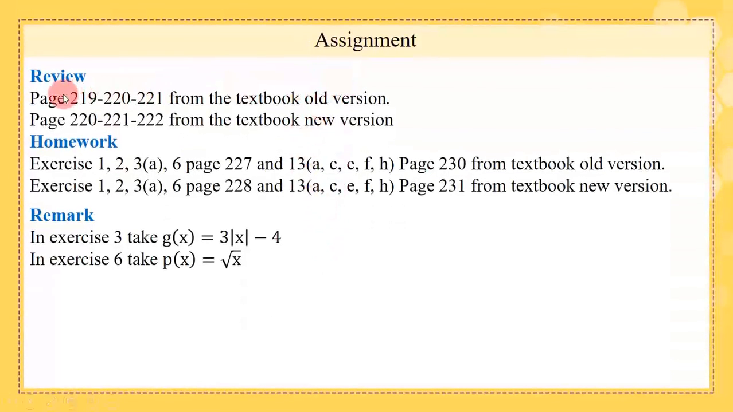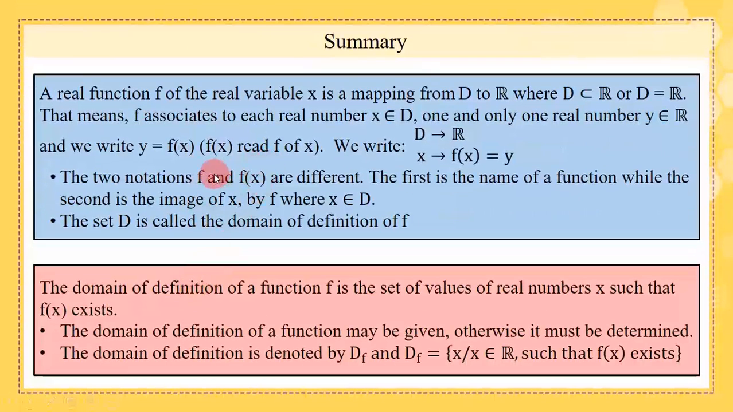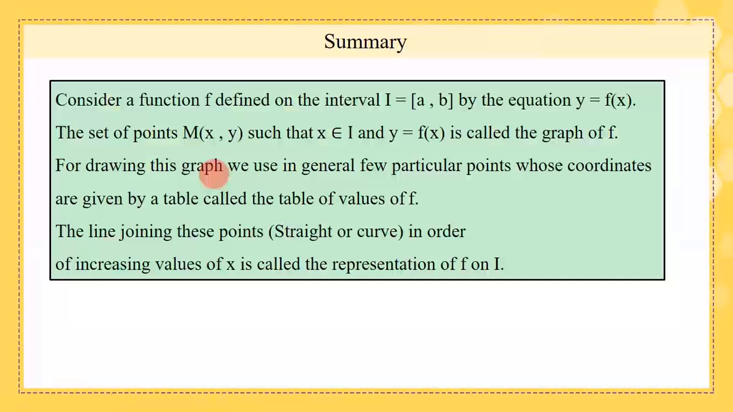Assignment: please review the following pages from your book. Homework: please do the following homework. Remark: in exercise 3, please take g of x equal 3 absolute value of x minus 4. And in exercise 6, please take p of x equal radical x. Summary: please read the summary carefully and take notes in your copybook.